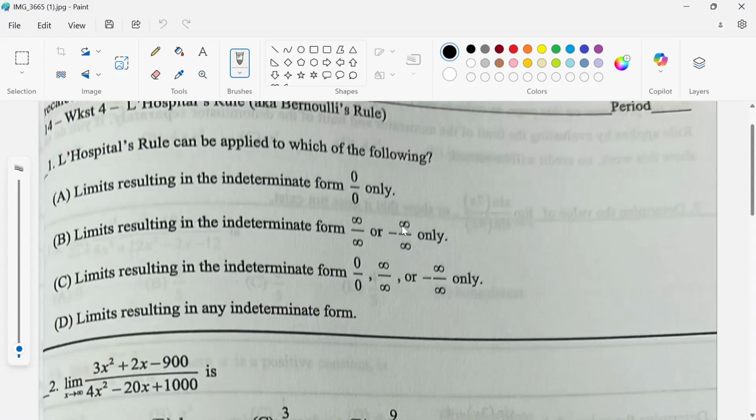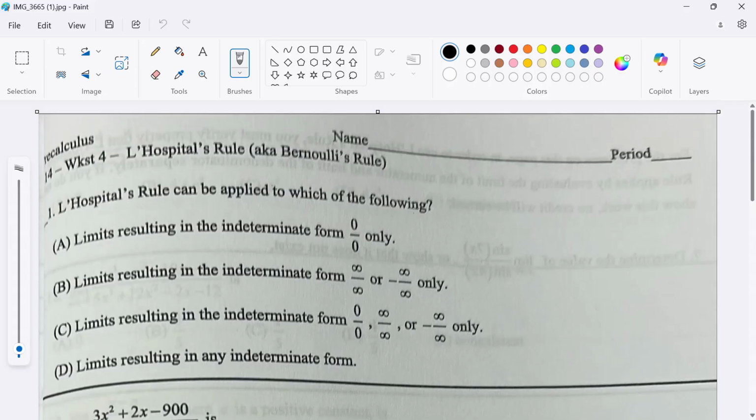This is a pre-calculus worksheet on a bunch of different things. L'Hopital's rule. That's how to pronounce it, kind of. You can either spell it Hopital, and usually they put a little mark over the O. I call it a boop, whatever it is. Or you can put an S in there in the English spelling, Hospital, but it's pronounced L'Hopital. Okay, it can be applied to which of the following?